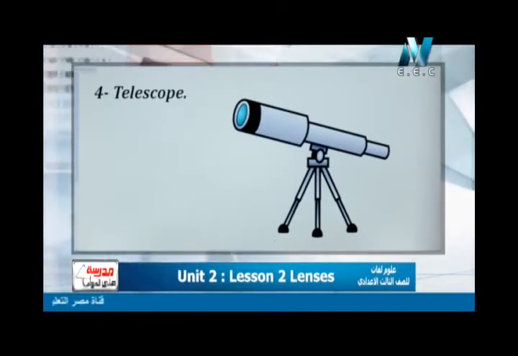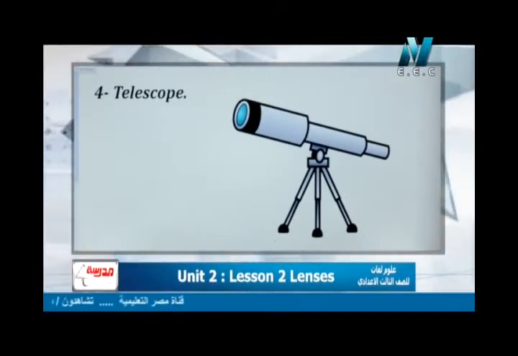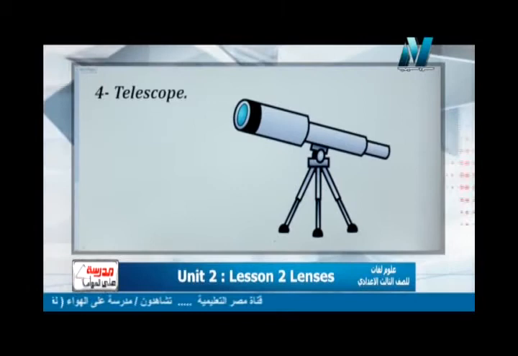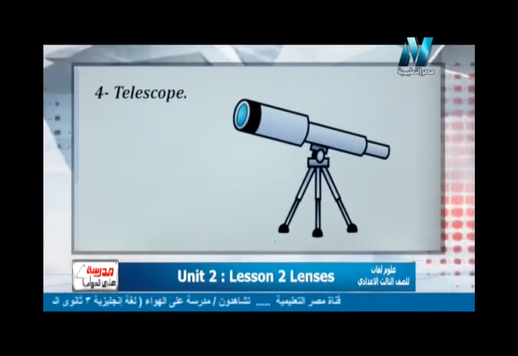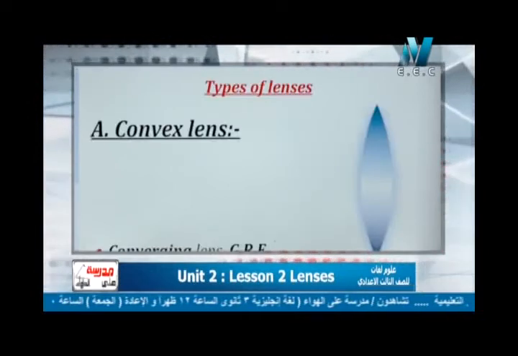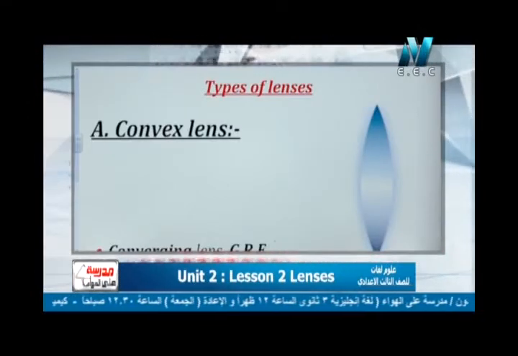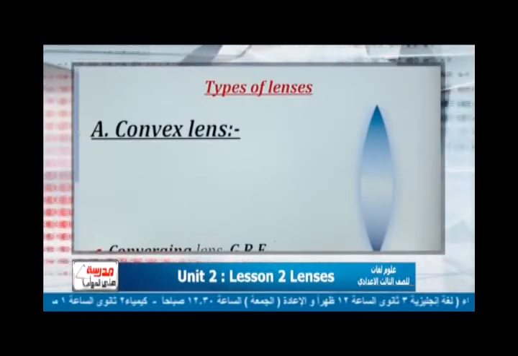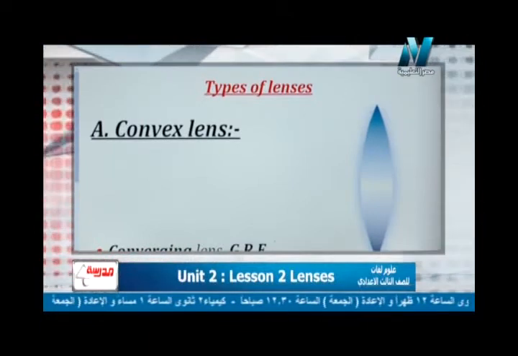I'll summarize the uses of the lenses. Number 1, used as eyeglasses. Number 2, used in a microscope, used in a telescope, and as a magnifying lens. These are the uses of the lens.